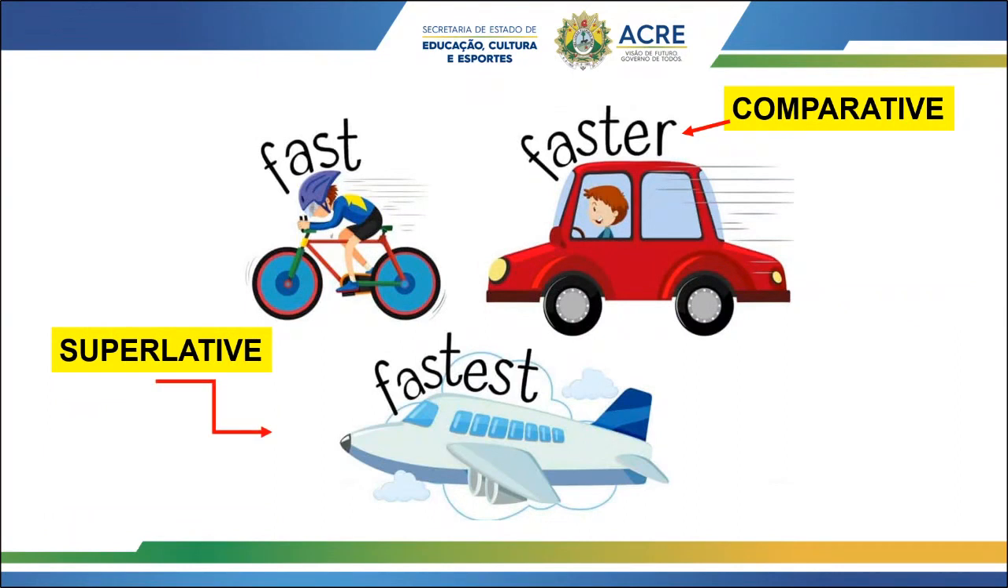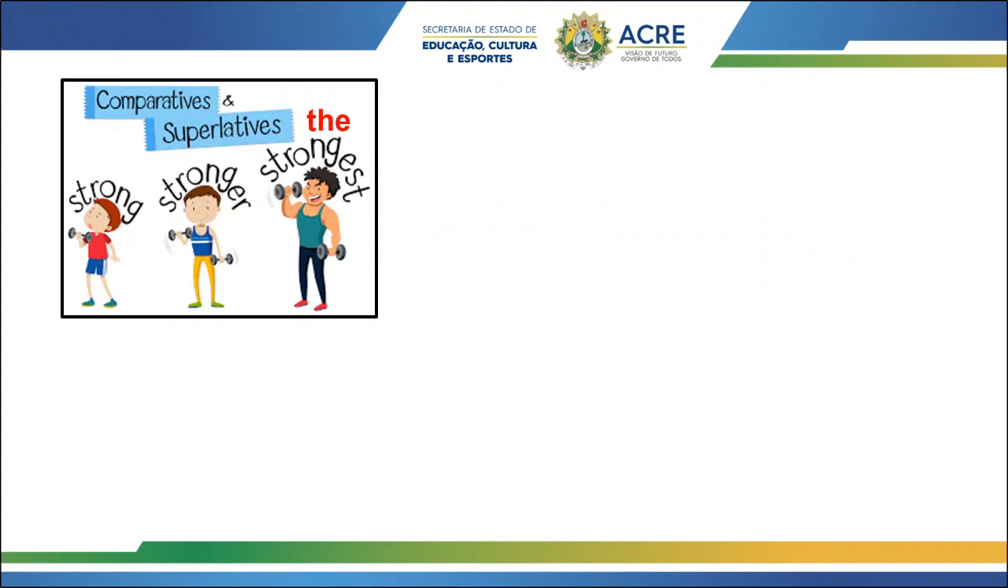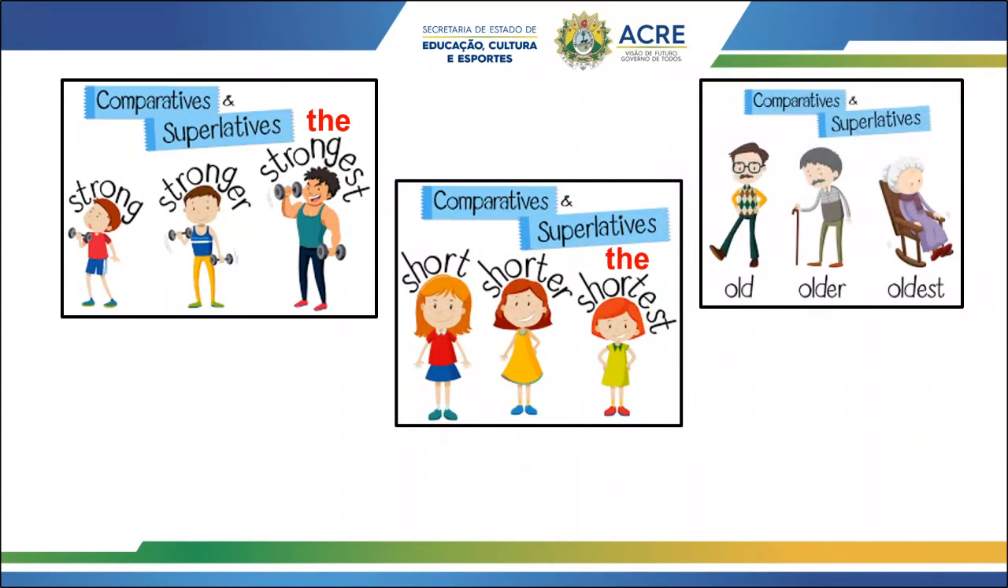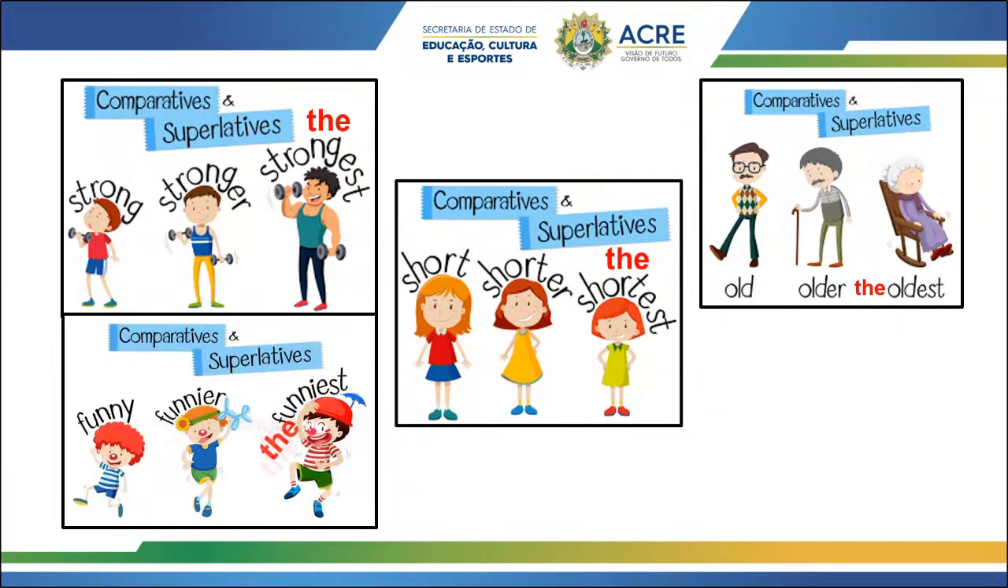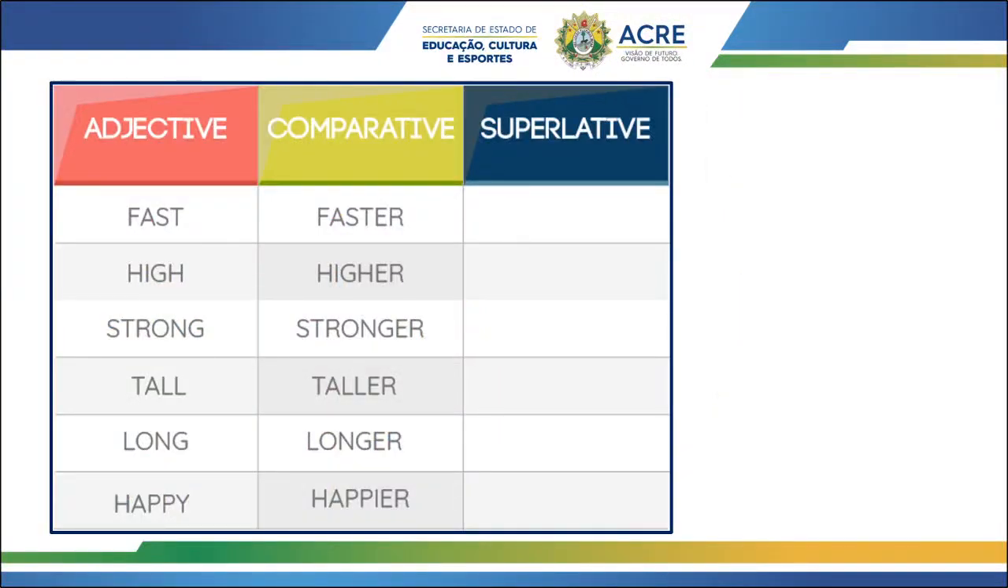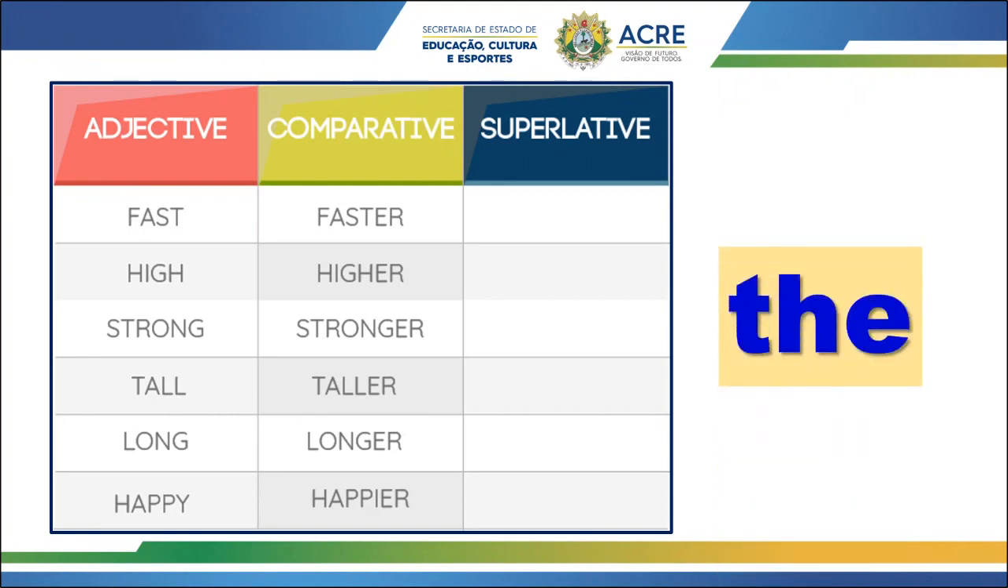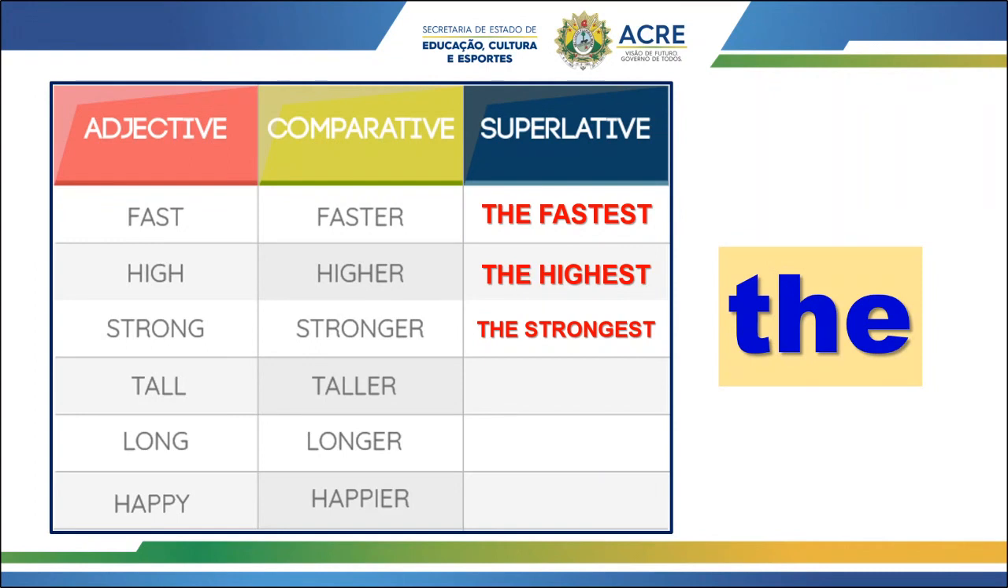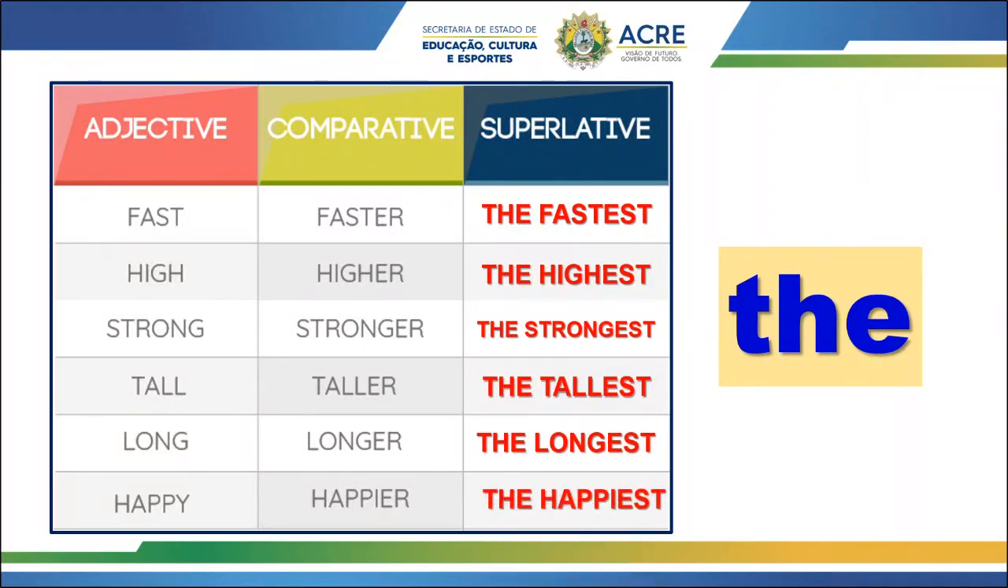Let's pay attention to the superlative form. The strongest, the shortest, the oldest, the funniest, the loudest. Observe this chart. We have adjective, comparative, and superlative. With superlative, we have to use the. Let's complete the chart. Fast, the fastest. High, the highest. Strong, the strongest. Tall, the tallest. Long, the longest. Happy, the happiest.